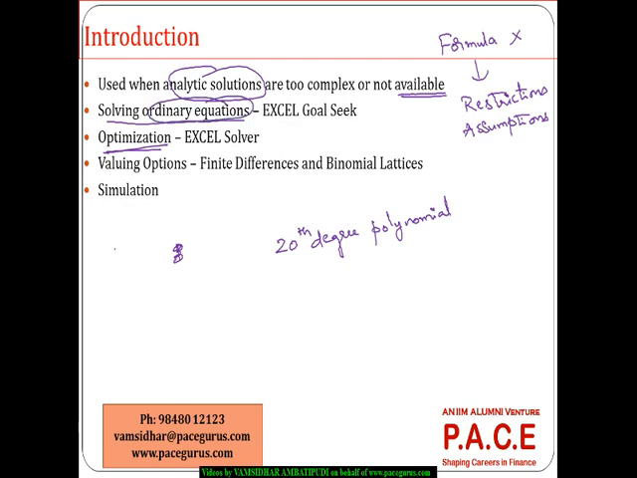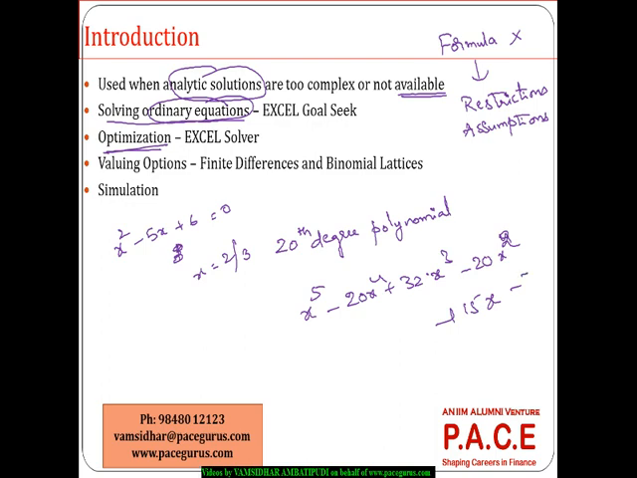Solving ordinary equations, if it is just like x squared minus 5x plus 6 equal to 0, I could very well solve for the value of x, saying either it is 2 or 3. But there could be a few equations, probably x power 5 minus 20x power 4 plus 32x cube minus 20x squared plus 15x minus 7. If I want to know the value of x in this case, it is going to be very, very difficult. These kinds of equations can be solved quite comfortably using numerical methods. We'll take one or two examples and try to solve them.